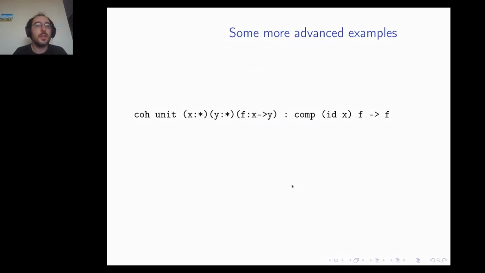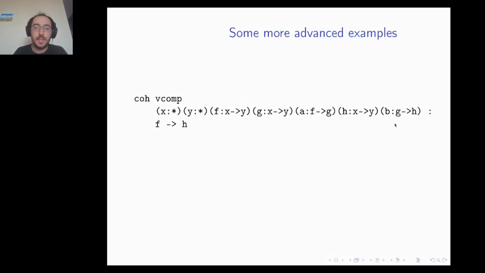So, for instance, you have the unit. The unit takes as argument something like this. So it's an object x, an object y, and an arrow from x to y. And it says that if you were to compose the identity of x with f, then you get something that is just f, or maybe something that rewrites to f. And diagrammatically, you could look at it like this. So you have also, of course, a unit on the other side.